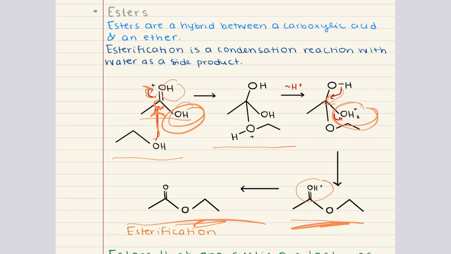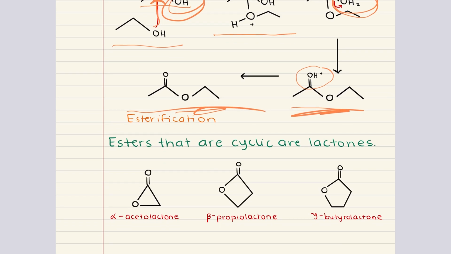Now let's take a moment to talk about the naming of esters. When naming esters, we first name the alkyl group that was originally attached to the alcohol. This group is named first as a separate word, and then we name the carboxylic acid part by replacing the oic acid ending of the parent acid with oate.